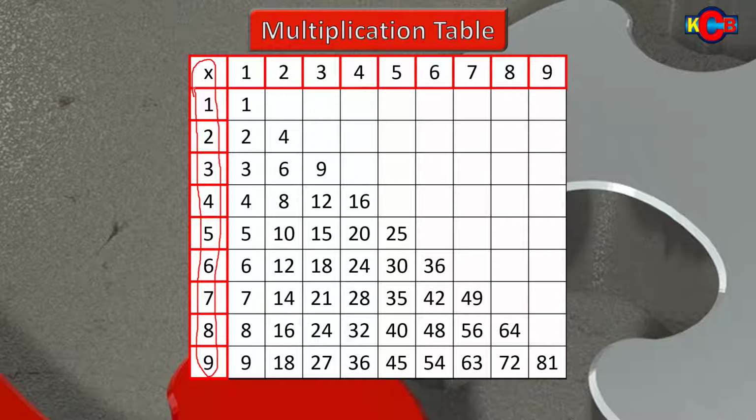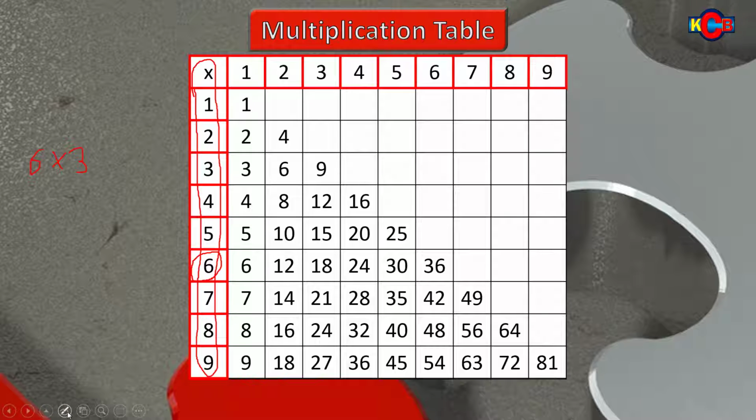Let's say we want to find the product of 6 and 3. 6 times 3. Here, in the first column, we will find 6. So in the first column here, we find 6. We found 6. Next, in the first row.